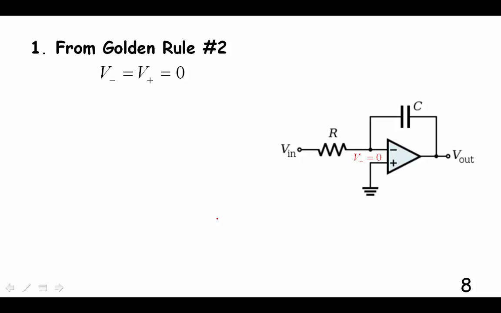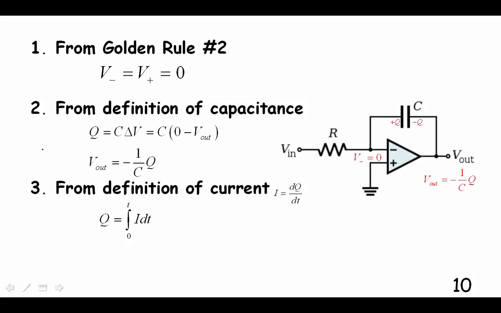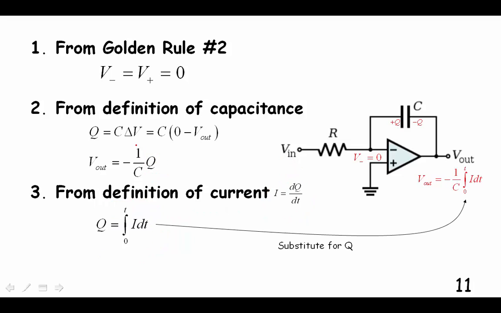From the golden rule number 2, you know that these two inputs on the op-amp have to be identical if the op-amp is operating. And since this is on ground, we know this is going to have to be a virtual ground at V equals 0. From the definition of capacitance, we can find the voltage across the capacitor is this. From the definition of current, we can integrate both sides to find an equation for the charge, which is what we need right here. And we substitute that in for here, and we get an equation for V out.